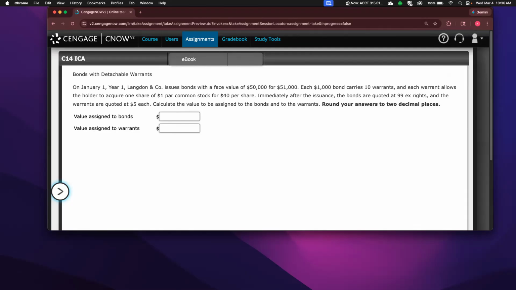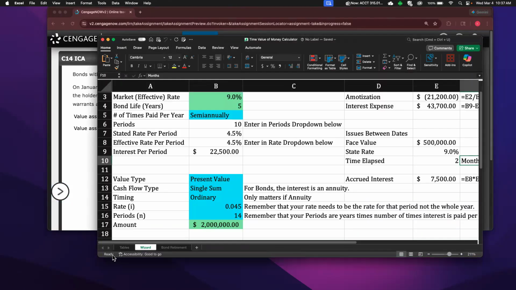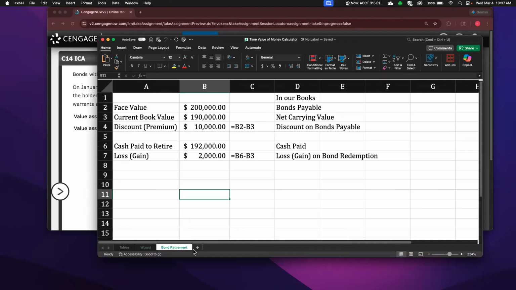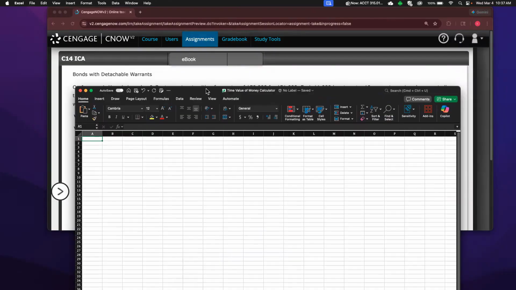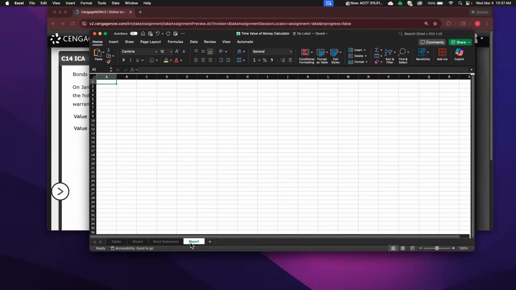So first thing we need to do, we're going to determine the total proceeds. We're going to get our handy dandy spreadsheet and we're going to make a new section. And we're going to call this section, what's the problem call this? Bonds with, we're going to call it detachable warrants.